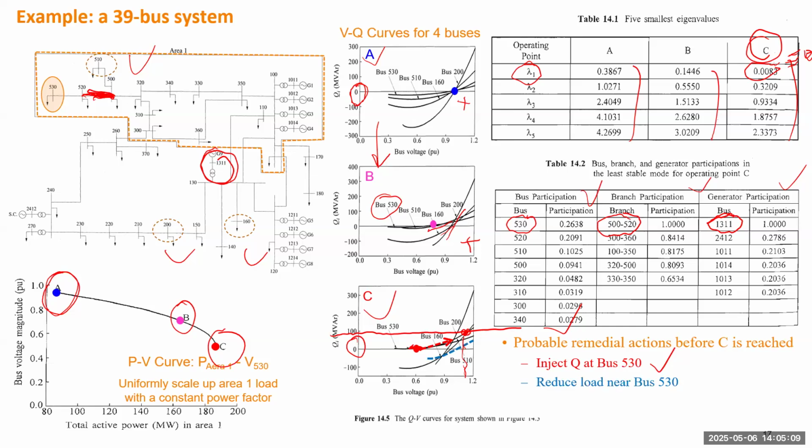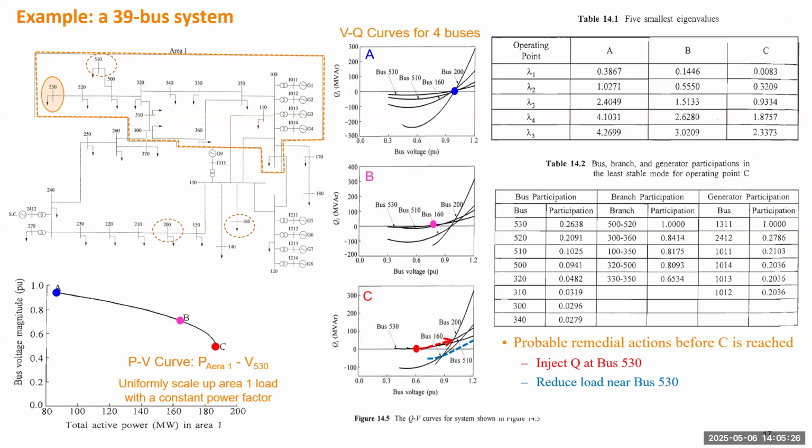The second option can be you can do load shedding. So if you have no VAR source to utilize at bus 530, you can reduce the load. By reducing the load, the VQ curve will move down, and then it will become intersecting with the horizontal line at a much higher voltage. And definitely the third one, if you want to utilize generator, you can pick the one with highest participation factor.